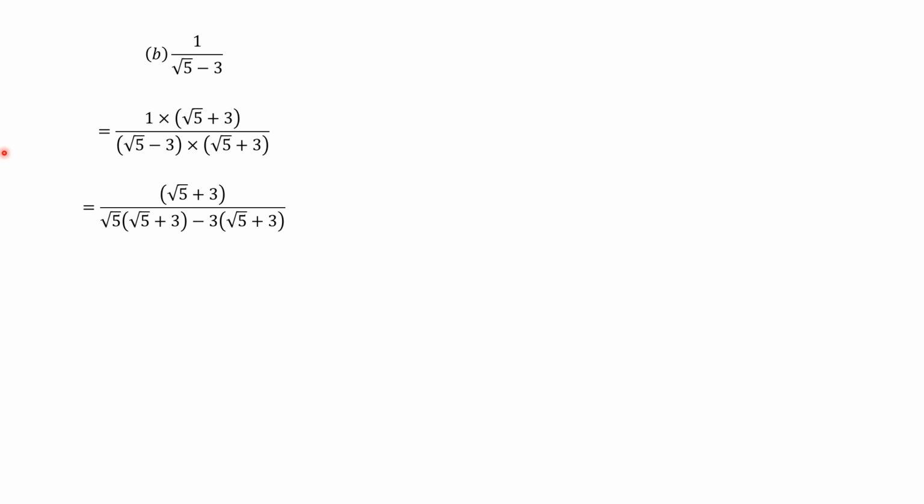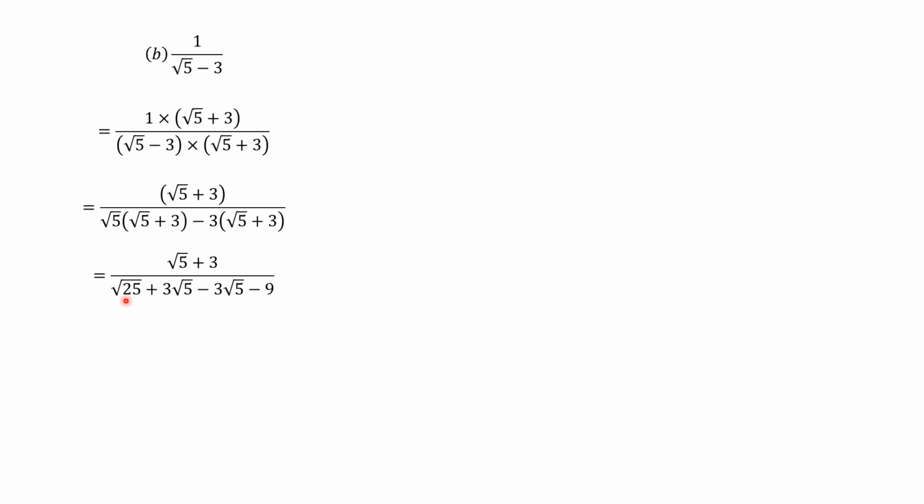So when we expand root of 5 into root of 5 plus 3, then minus 3 into root of 5 plus a 3 there. So when we open, even here, that's going to be 5, and then the other one is going to be 3 root 5. Then when we come here, it's going to be minus 3 root 5.